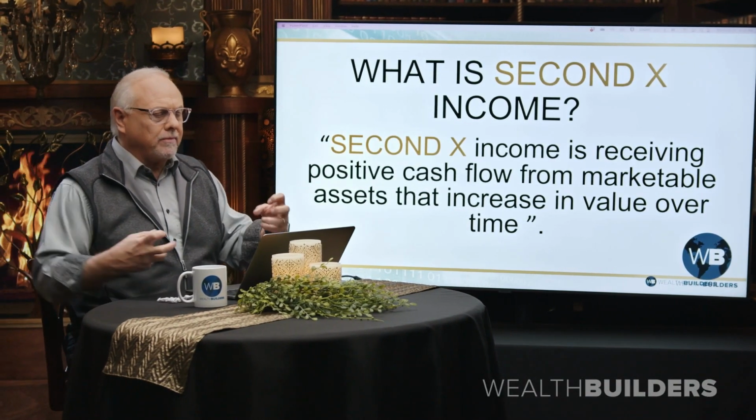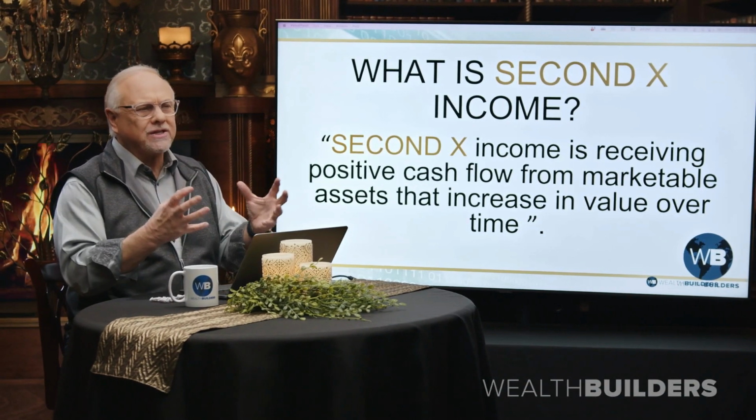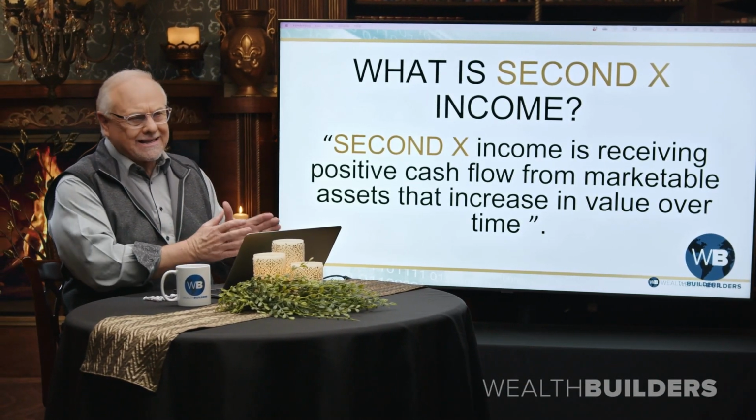So second X income is receiving positive cash flow from marketable assets, right? A single family piece of real estate is a marketable asset. And it's paying you a positive cash flow if you have, as an example, at least $300 a month over and above your expenses on that property on a monthly basis. Plus the property itself, in most environments, is going up in value, so it's increasing in value over time.